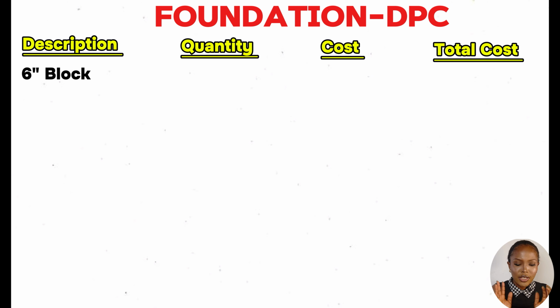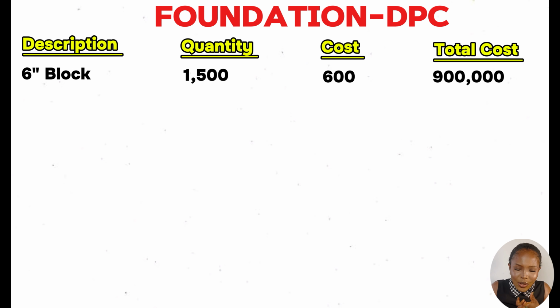Now, let's talk about from foundation to DPC. What are the things you need from foundation to DPC to build this 3-bedroom duplex here in Nigeria in 2024? From foundation to DPC, you need 6 inches block, 1,500 pieces of 6 inches block. Each piece costs 600 naira. So 600 multiplied by 1,500 is giving us 900,000 naira.